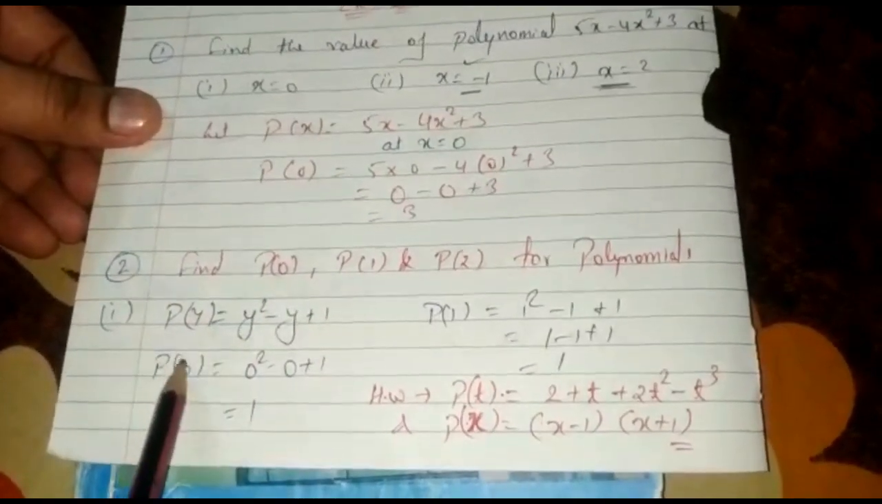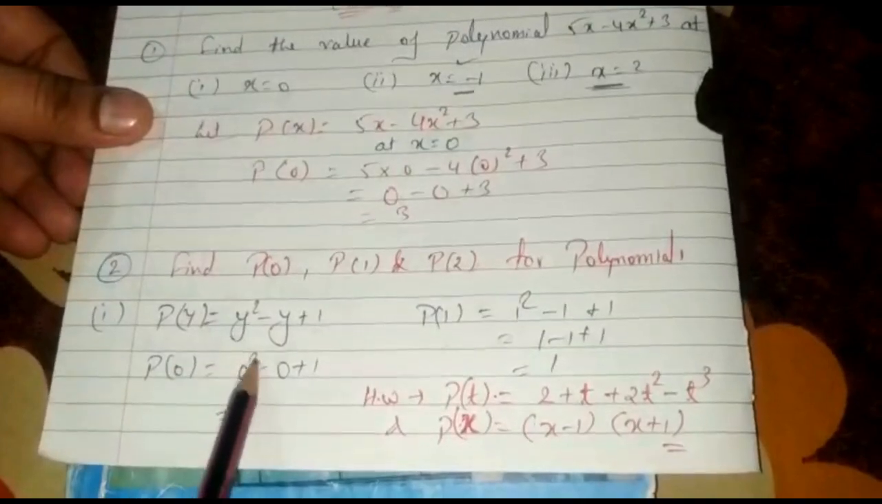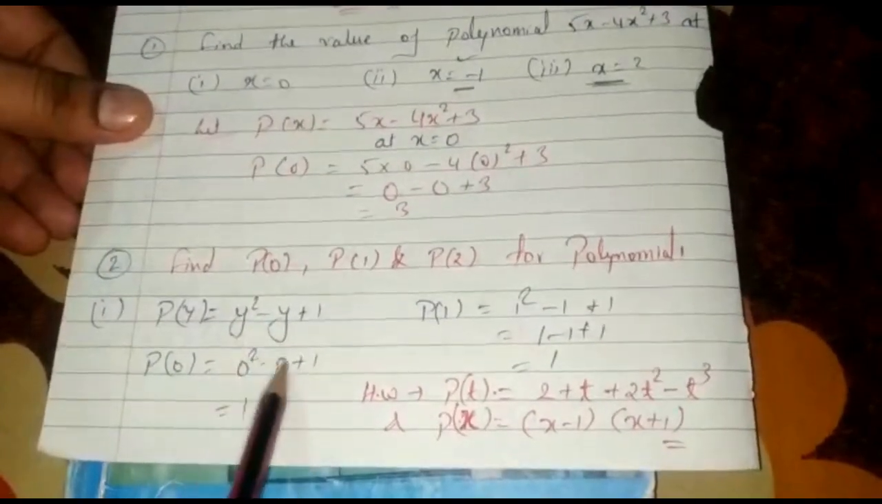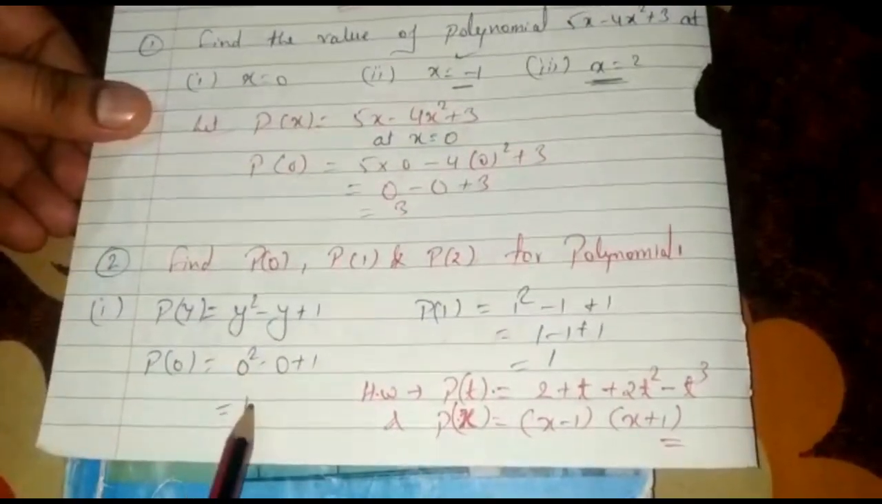That means in place of y we have to put what? 0. 0 square minus 0 plus 1. So 0 minus 0 will be 0, plus 1 will be 1.